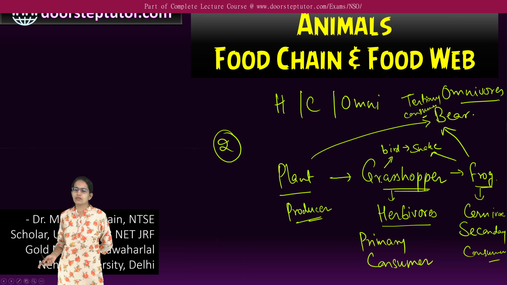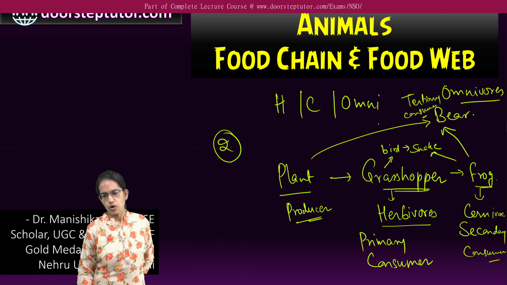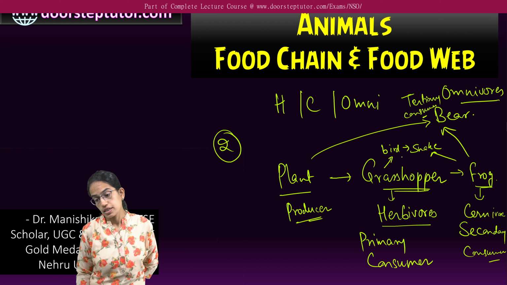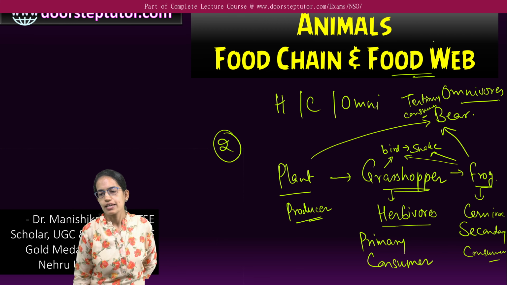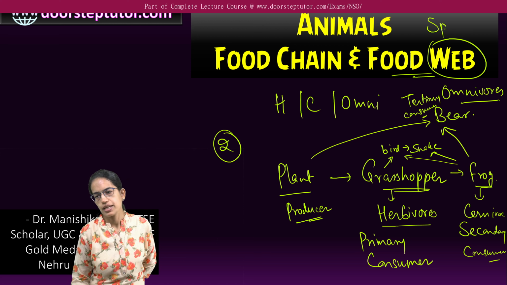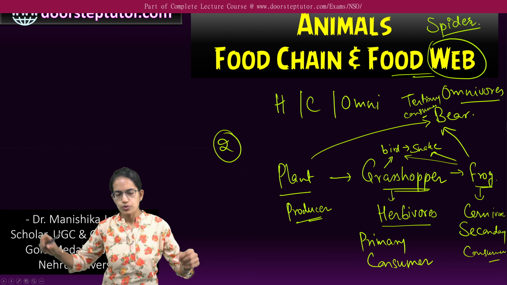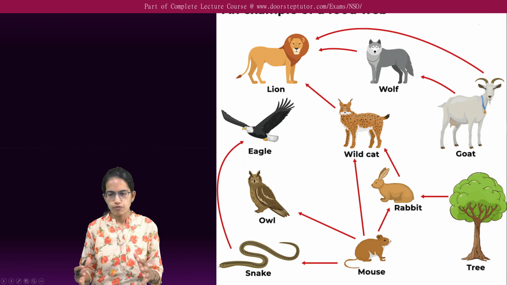So, grasshopper could be consumed by bird as well as frog, and then certain birds might consume frog as well in the food. So, this is a kind of interlinked chain which is formed, and therefore it is called as web. It is similar to a spider web. It's not just one linear flow that would be seen. There are multiple flows that could be seen.